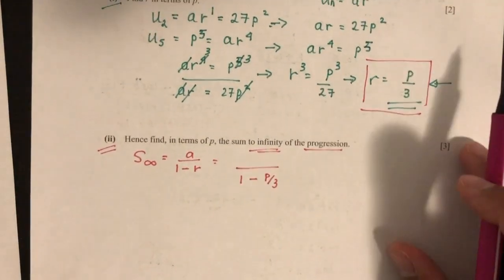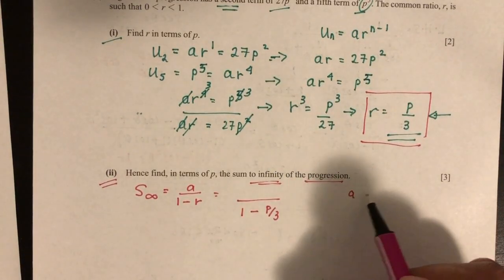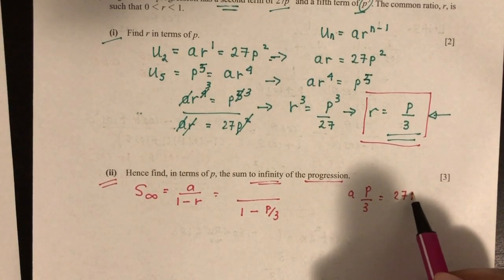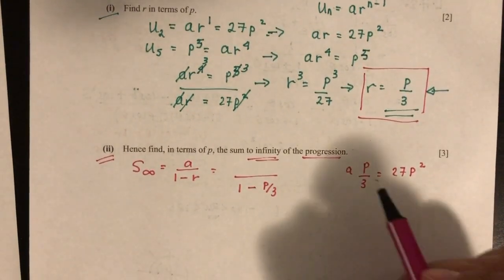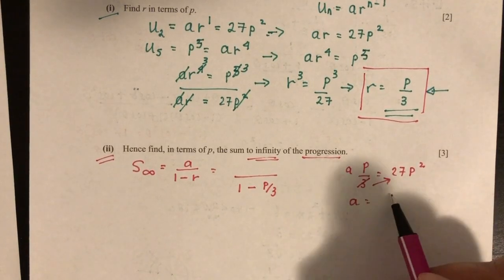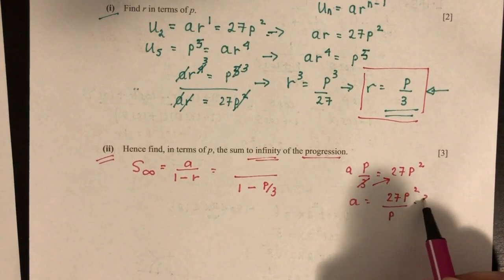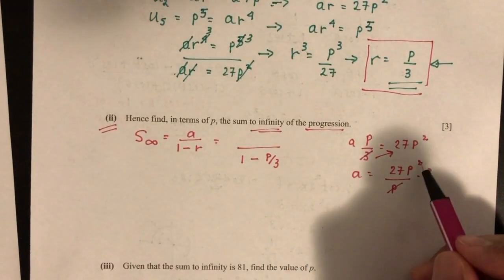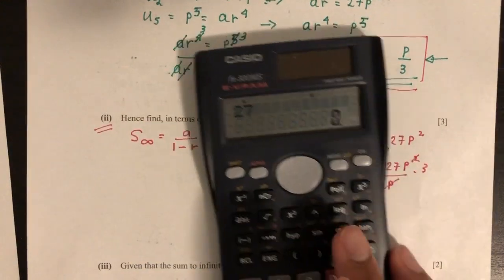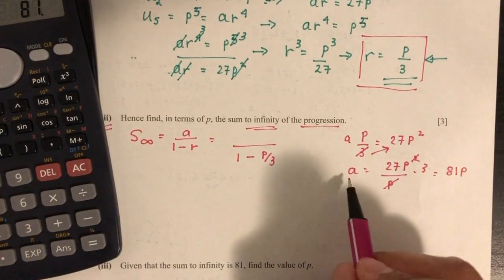So what is the value of a? Let's find that. Since r is given by p over 3, a times p over 3 is equal to 27p squared. Now send this one to here. So a will be 27p squared divided by 3, times 3, divided by p. Simplify. So what is 27 times 3? That will be 81. So that's the value of a.